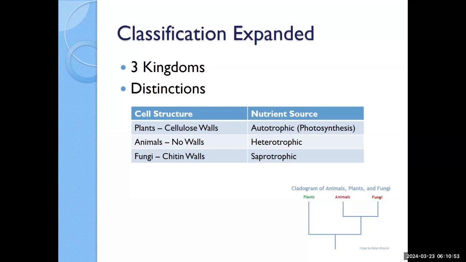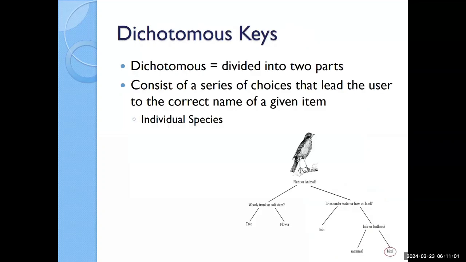Notice this cladogram, these branching points. There's a left versus right. This brings us to the concept of a dichotomous key. The term dichotomy means to divide into two parts. And so a dichotomous key is a series of choices that lead the user to the correct name of a given item, usually the species identification.